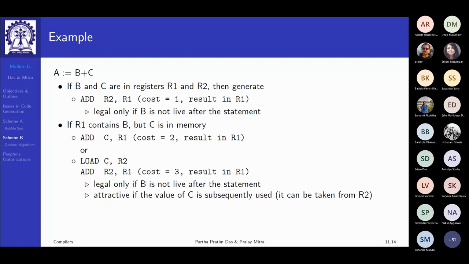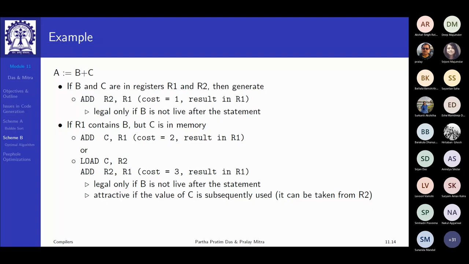So what is happening with this? With this, R1 had B and R2 had C. When I have added R1, R2 into R1, my value of B gets erased, because after this, R2 will have the value of C and R1 will have the value of A. Right? So this is legal if B is not live after this statement. Otherwise, we are losing the value of B and we will have to load it again.